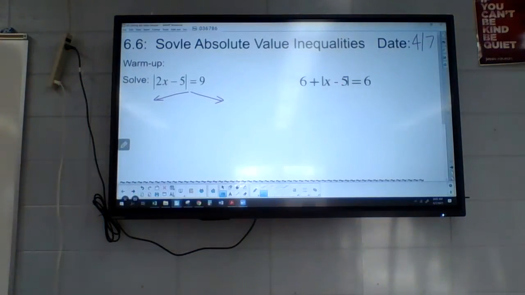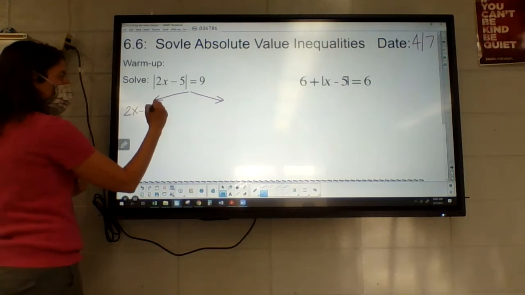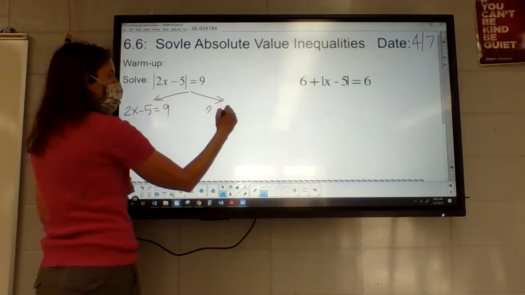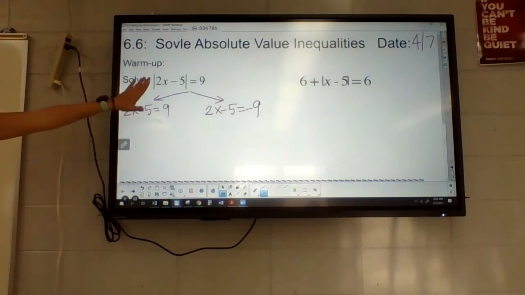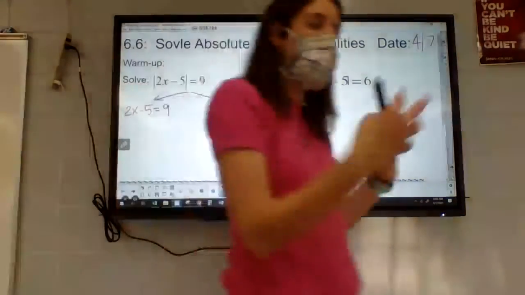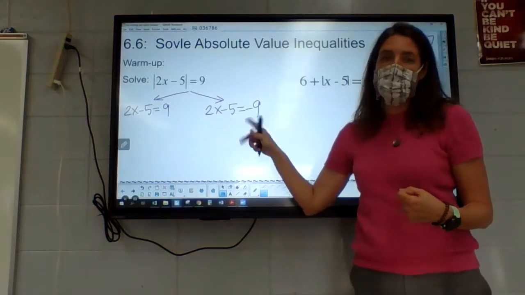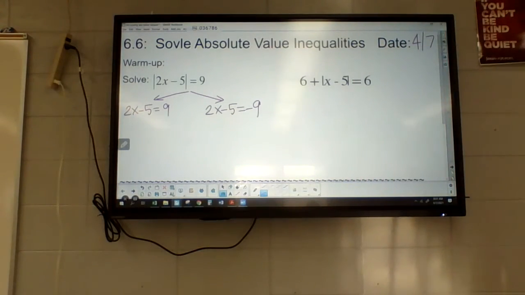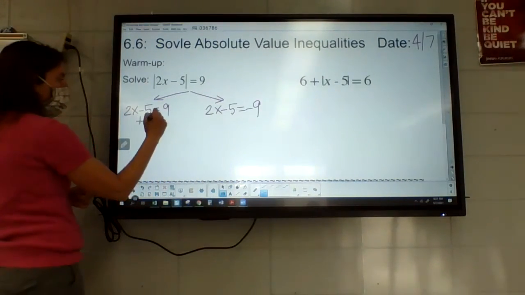But, so we have to set up our two equations here. So remember, we talked about this yesterday, what's underneath the absolute value could either be 9 or negative 9, because both of those would give us the same outcome after taking the absolute value. So we set up the two equations exactly the same except for what they equal, either 9 or negative 9. So then we get to solve each of these.